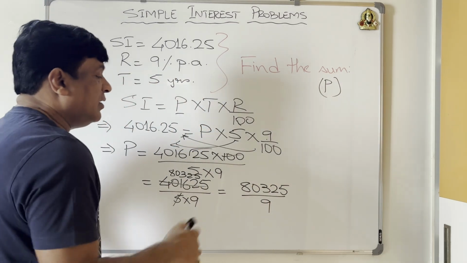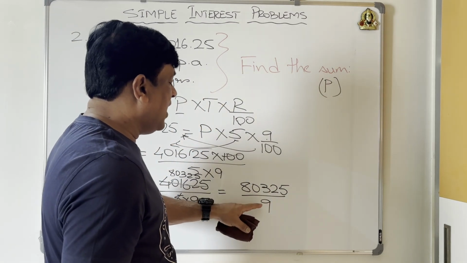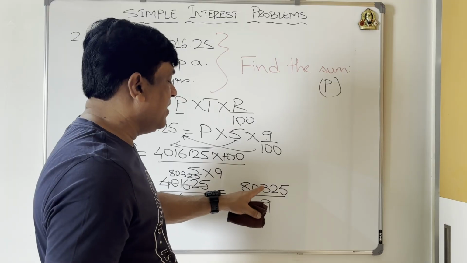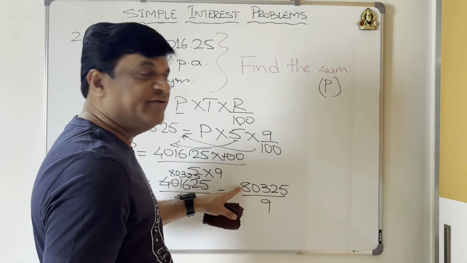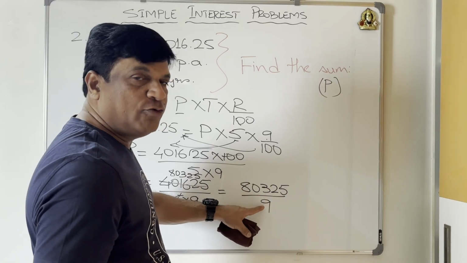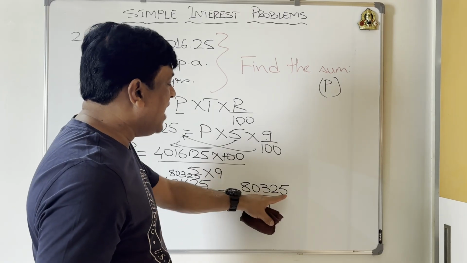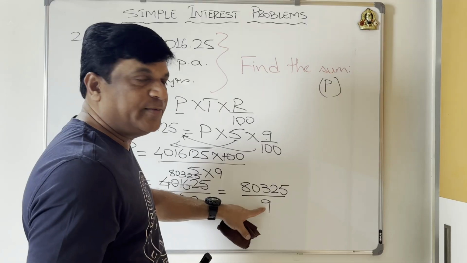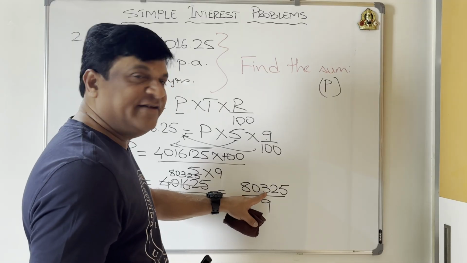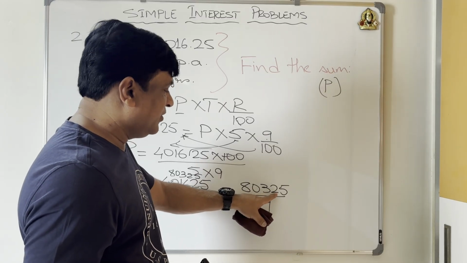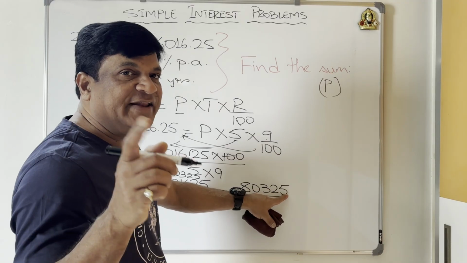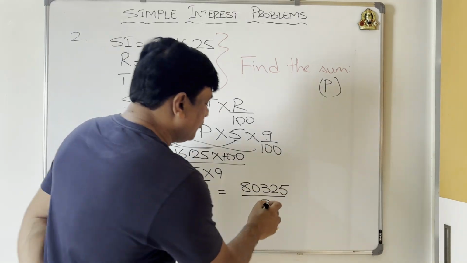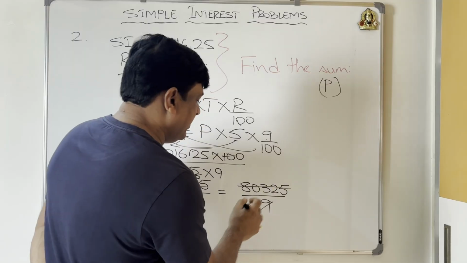Now how do I get to know whether this number is divisible by 9? I'm going to use the divisibility rule. So what is the divisibility rule for 9? You need to add all the digits and see if that number is divisible by 9, then it should be divisible by 9. So 8 plus 3 is 11, 11 plus 2 is 13, 13 plus 5 is 18. 18 is divisible by 9, so this number will be directly divisible by 9.